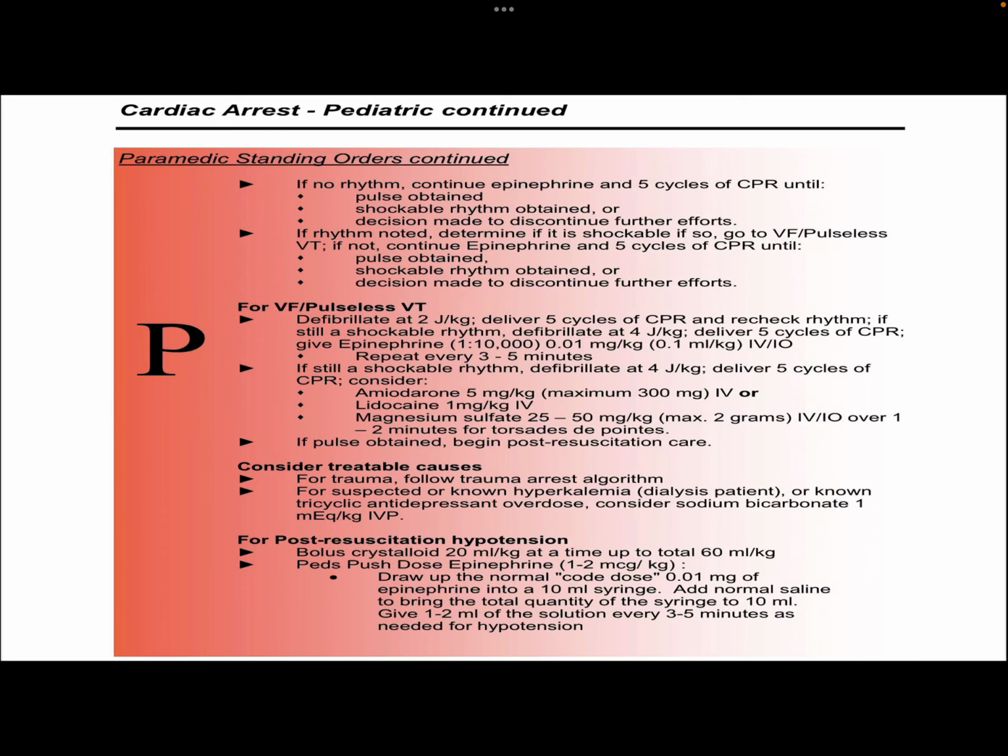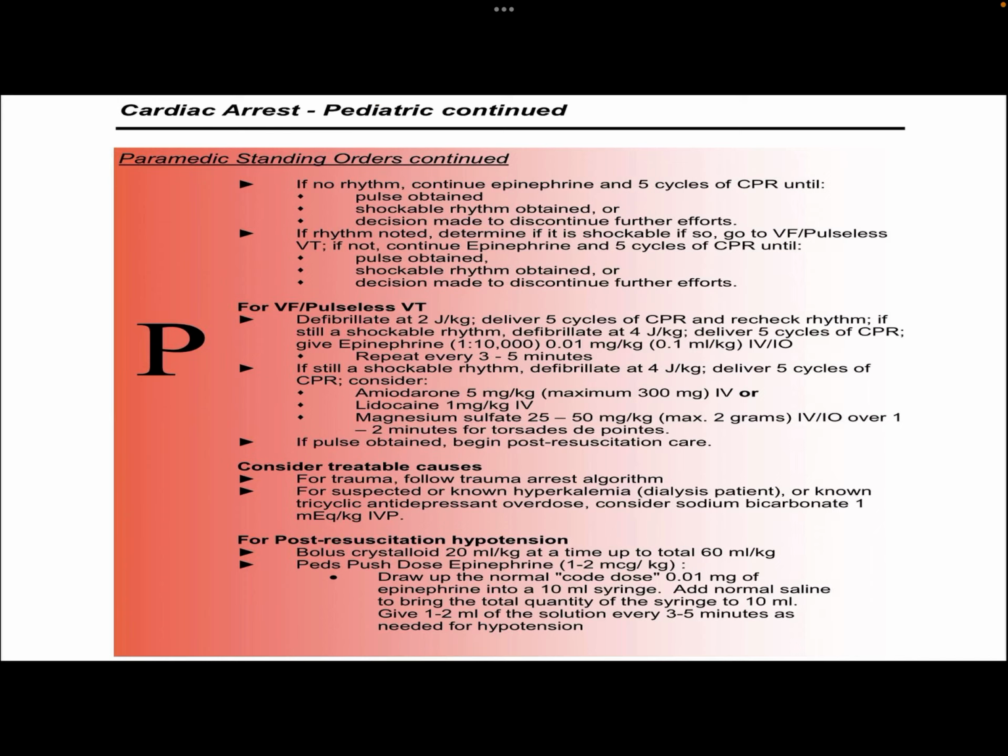If they're in VFib or pulseless VTach, defibrillate at 2 joules per kilo, deliver 5 cycles of CPR and recheck the rhythm. If still shockable, defibrillate at 4 joules per kilo, go through CPR again, give epi.